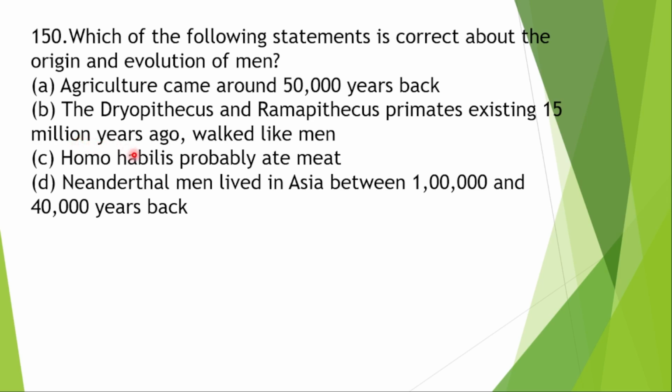Ramapithecus did not walk fully like modern men. That's why it is wrong. C. Homo habilis probably ate meat. This is incorrect. They probably did not eat meat. D. Neanderthal man lived in Asia between 1 lakh and 40,000 years back. Yes, this is correct.